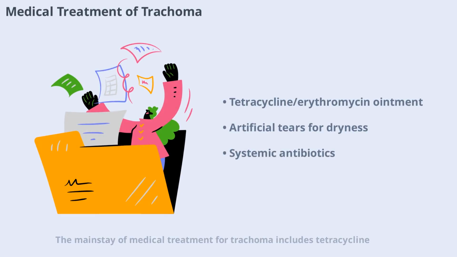The mainstay of medical treatment for trachoma includes tetracycline or erythromycin eye ointment applied at night for 2 months. Artificial teardrops are used if xerosis is present. Systemic antibiotics like sulfonamides, tetracycline, or erythromycin may also be prescribed. If the cornea is involved, 1% atropine eye drops or ointment can help relieve symptoms. Consistent and prolonged treatment is necessary to ensure complete resolution.